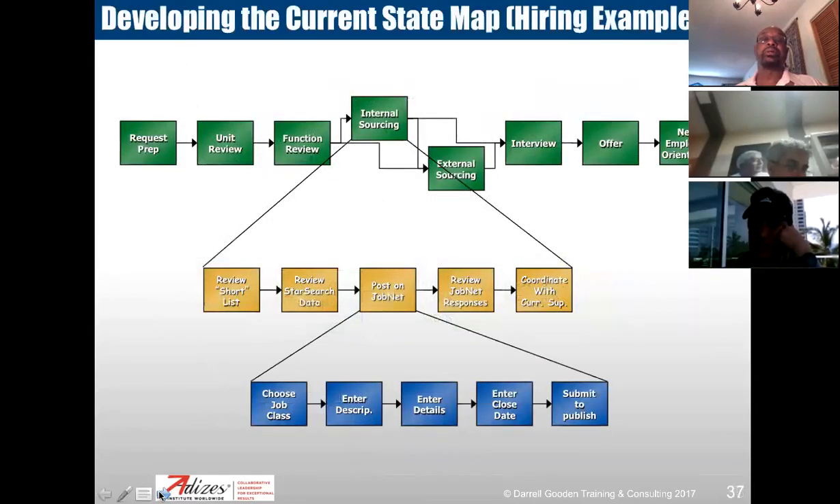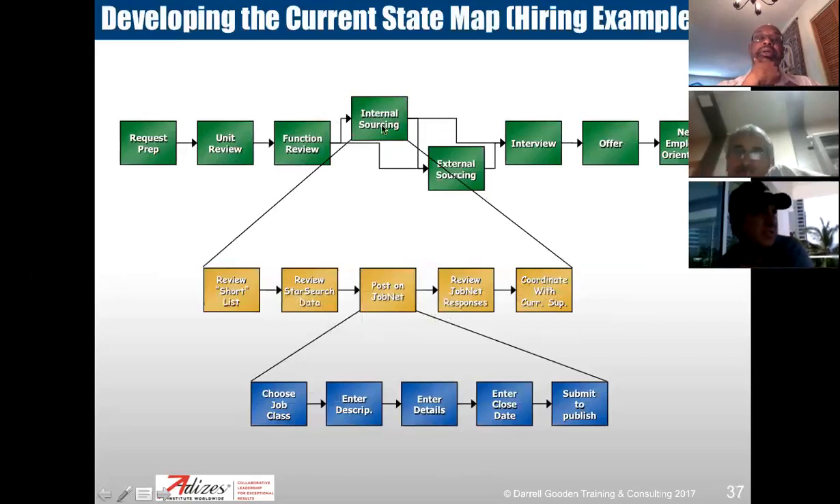And here's develop a current state map for hiring, an example. This is a generic one I pulled out. And here is where it begins. So let's say this was derived from the SIPOC at a high level. Everybody on the team looked at it for the value stream analysis and decided, you know what? This element of the value stream is where our challenges are. Internal sourcing. Break that down.